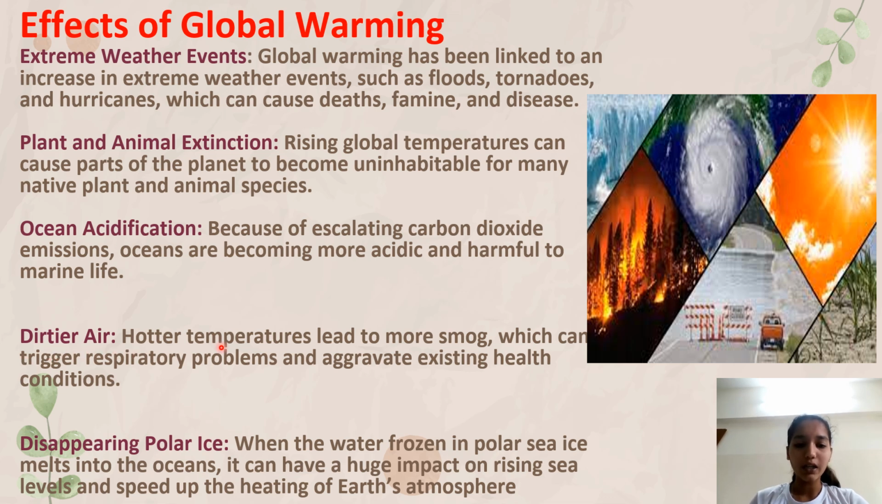Dirtier air. Hotter temperatures lead to more smog, which can trigger respiratory problems and aggravate existing health conditions. Disappearing polar ice. When the water frozen in polar sea ice melts into the ocean, it can have a huge impact on rising sea levels and speed up the heating of the Earth's atmosphere.